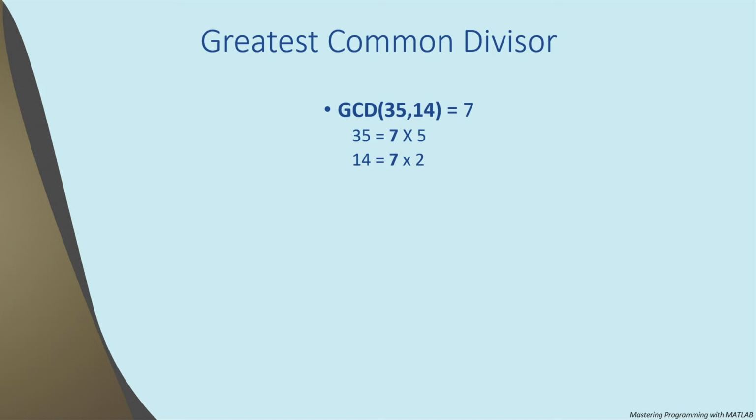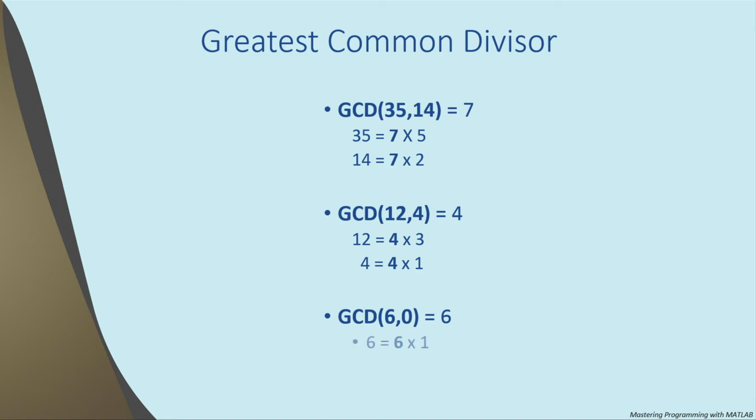A second example is the pair of integers 12 and 4, whose greatest common divisor, or greatest common factor, is 4. And a third example is 6 and 0, whose greatest common divisor is 6, because the largest integer that divides 6 with a remainder of 0 is 6 itself, and 6 also divides 0 with a remainder of 0.